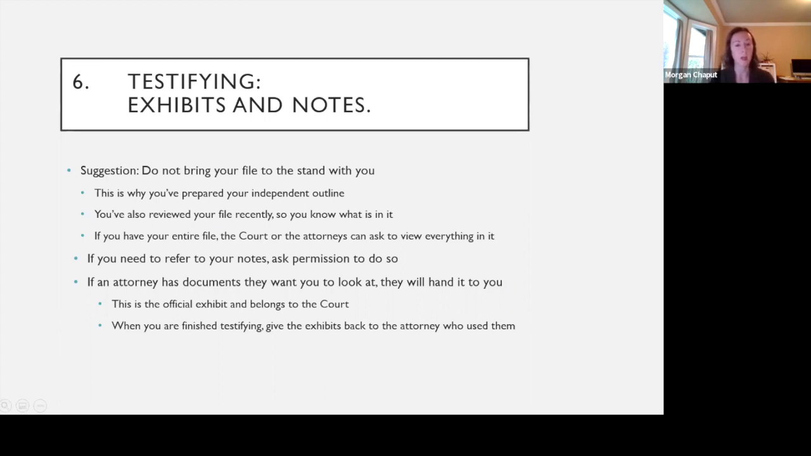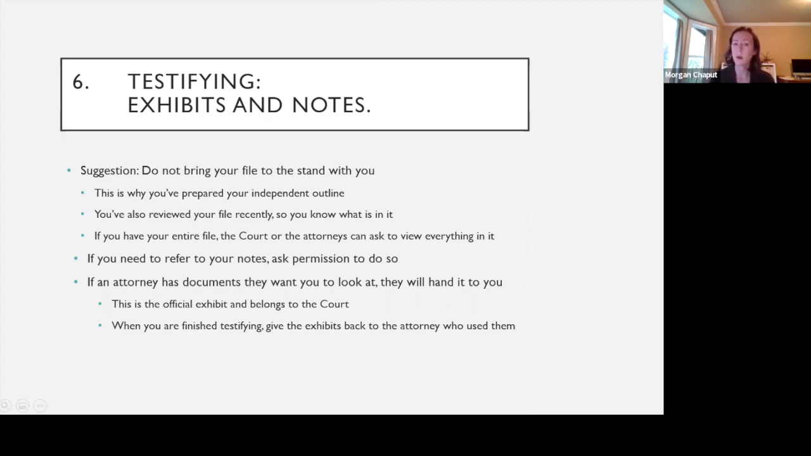So I actually had this happen. I had an advocate who was in the middle of a termination trial, and she brought her file up with her. One of the attorneys said, I would like a copy of everything in that file. I spent many hours that evening copying and redacting everything that was in the file. So if you have that file, the attorneys want to see everything. Again, if you just have an outline, the attorneys will want to see that outline.